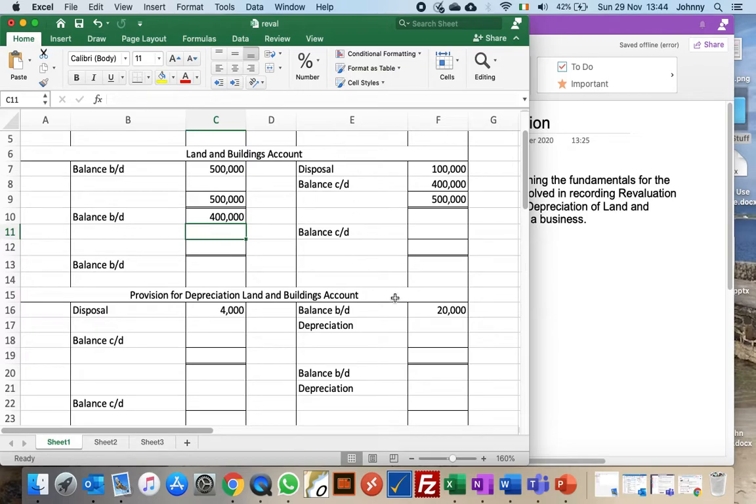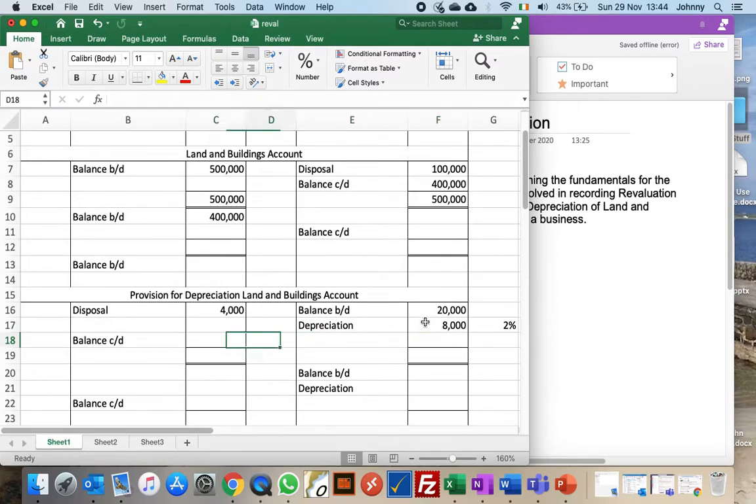Our balance here is 400,000, and we have to work out how much depreciation it is. Let's say depreciation is 2%. So what we have to do is get 2% of what the leftover buildings are now worth. The buildings are now worth 400,000, and we multiply that by 0.02. So that's the depreciation for this year.